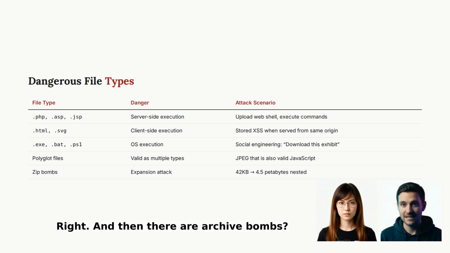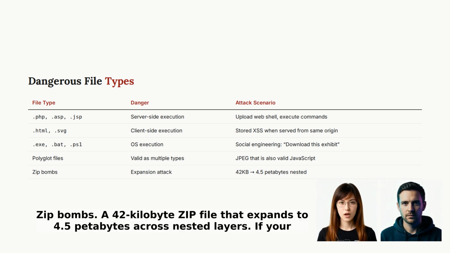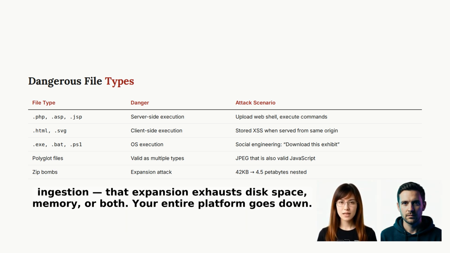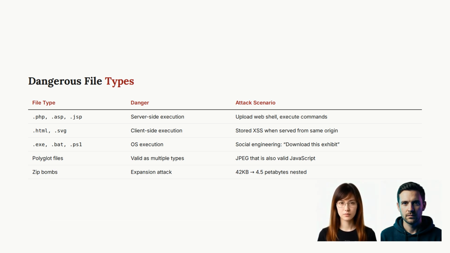Right. And then there are archive bombs. Zip bombs, a 42 kilobyte zip file that expands to 4.5 petabytes across nested layers. If your legal SaaS automatically extracts uploaded archives, which is common for bulk evidence ingestion, that expansion exhausts disk space, memory, or both. Your entire platform goes down. Denial of service from a single 42 kilobyte upload.